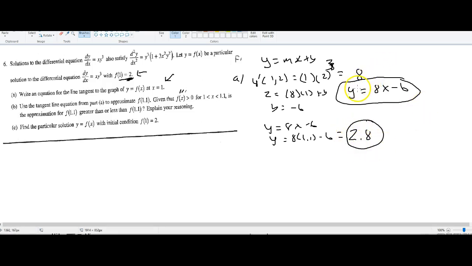Is it an over approximation or an under approximation? Well, I need to know what the second derivative is, because my tangent line point is (1, 2). I know my slope at that point is 8, and I'm using that to approximate where it is at 1.1. If it's concave down, I'm going to miss because I'm too high. If it's concave up, I'm going to miss because I'm too low. So I just need to figure out whether I'm concave up or down.